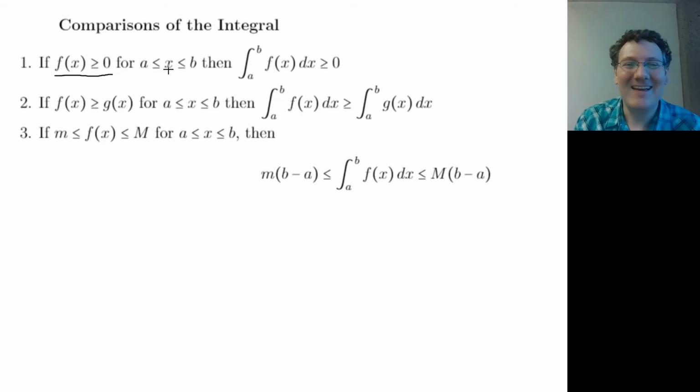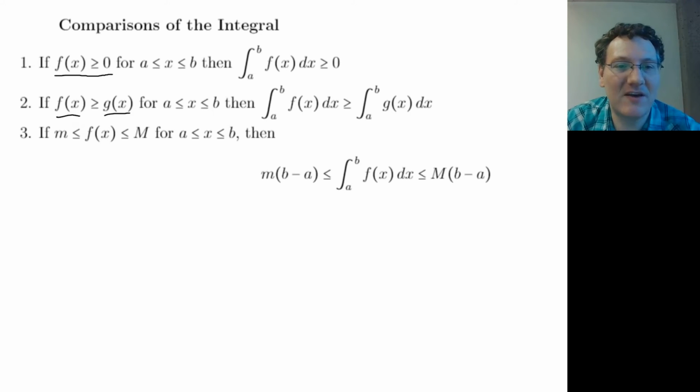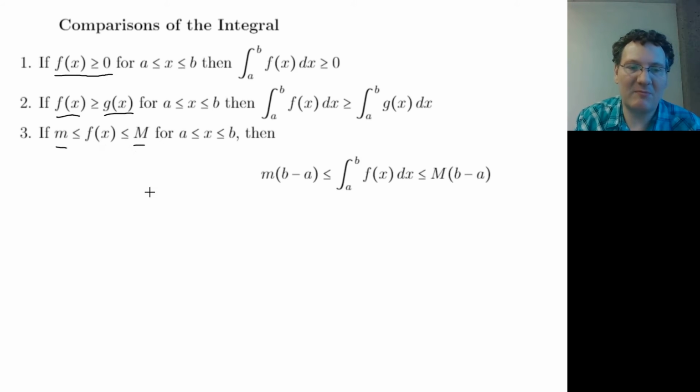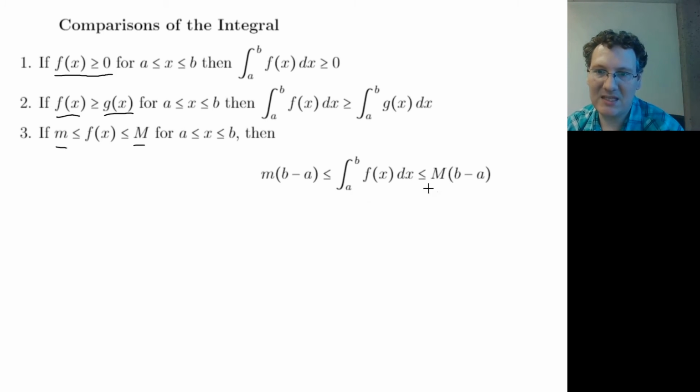Now, if you have two functions, f of x and g of x, and f of x is always greater than or equal to g of x, then the integral of f of x from a to b is going to be greater than or equal to the integral of g of x over that same a to b. And lastly, this follows from that: if you know that f of x is bounded below by little m and bounded above by big M, then the previous fact gives you this: the integral of f of x from a to b is bounded below by m times b minus a and above by big M times b minus a.